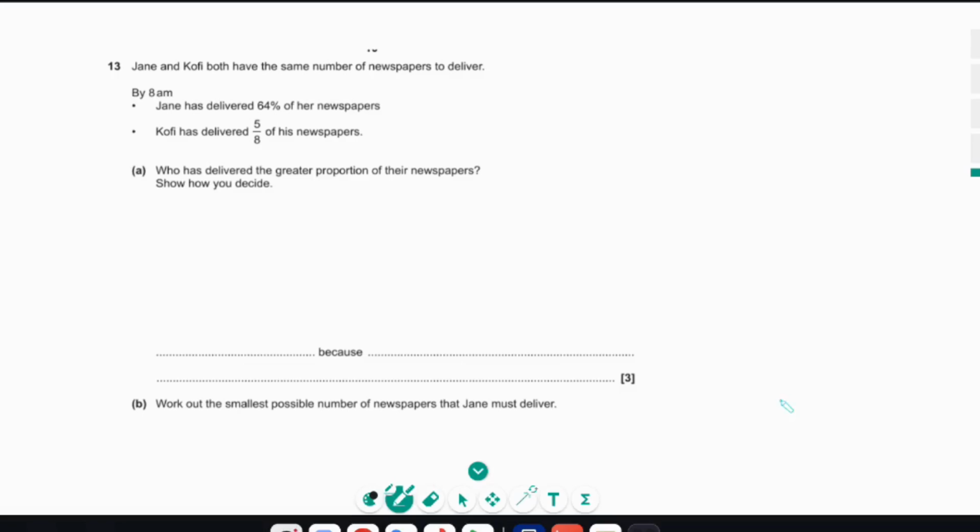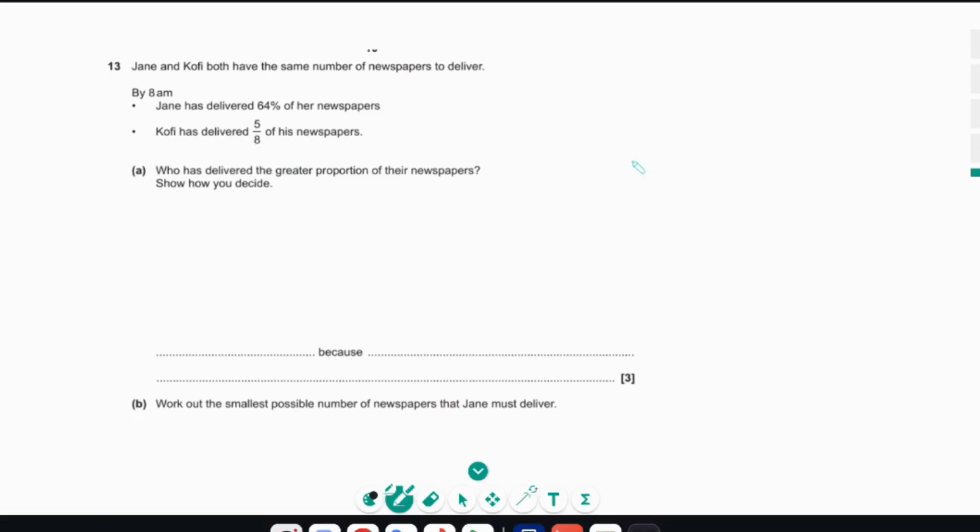Jane and Kofi both have the same number of newspapers to deliver. By 8 a.m, Jane has delivered 64% of her newspapers. Kofi has delivered 5/8 of his newspapers. Who has delivered the greater proportion of their newspapers? It's easier to compare if they're both in percentages, fractions, or decimals.